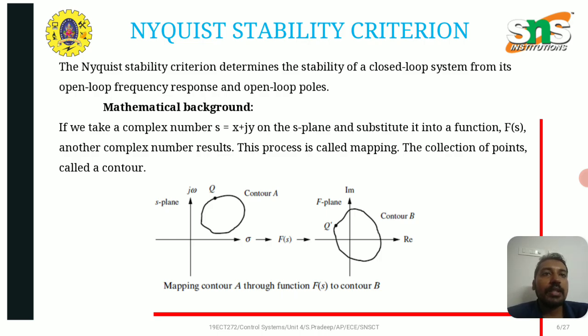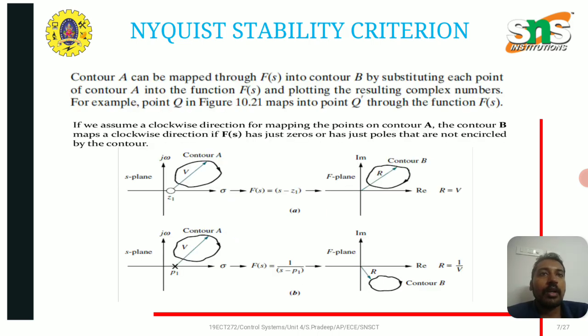If we take a complex number s equal to x plus jy on the S-plane and substitute it into a function f of s, another complex number results. This process is called mapping, and the collection of points is called a contour. Contour A can be mapped through f of s into contour B by substituting each point of contour A into the function f of s and plotting the resulting complex numbers.